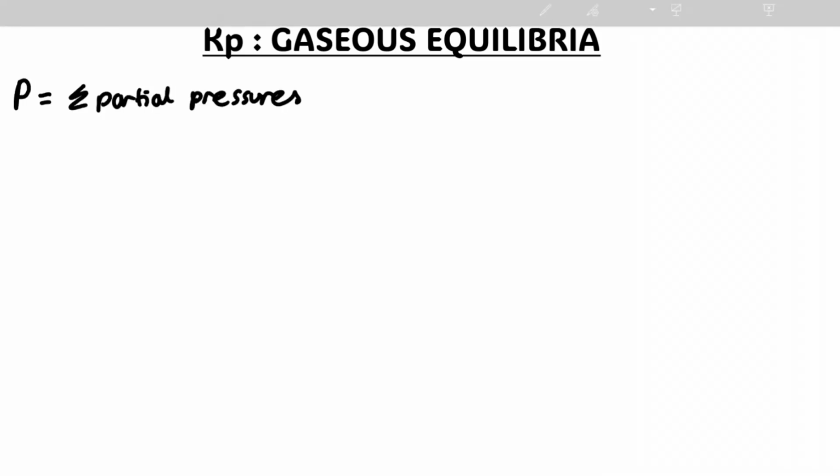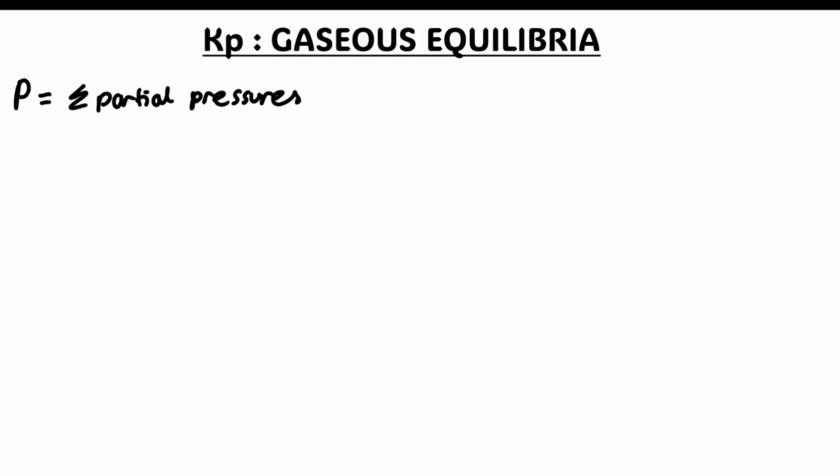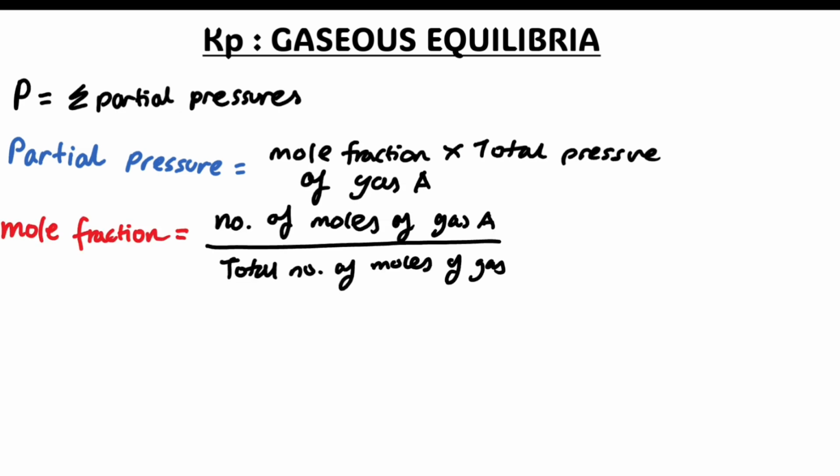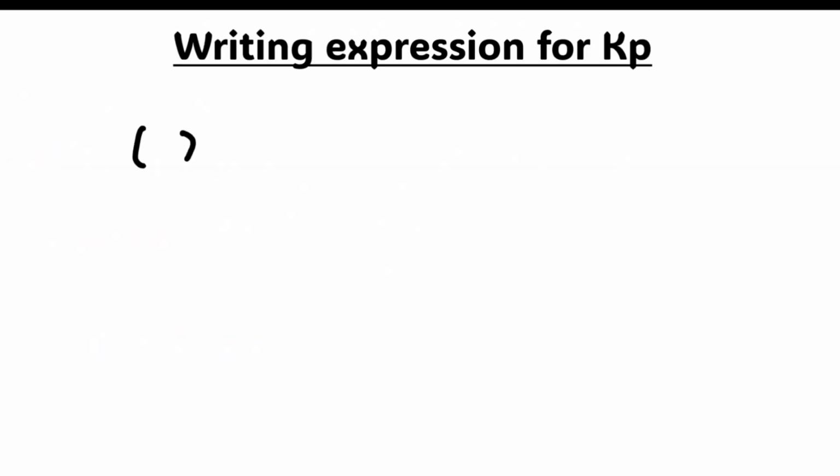So the total pressure is equal to the sum of all of the partial pressures inside this mixture of gases. And the partial pressure is equal to the mole fraction of whatever gas you're calculating times the total pressure of the whole mixture of gas. And then the mole fraction is equal to the number of moles of the gas you're calculating divided by the total number of moles inside the gas mixture. And the sum of the mole fractions can also be equal to 1 if necessary.